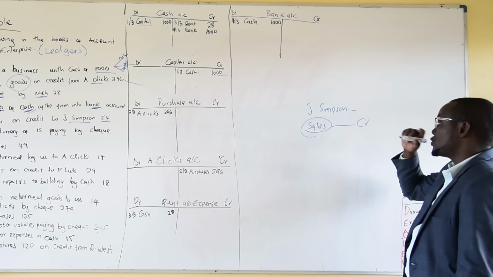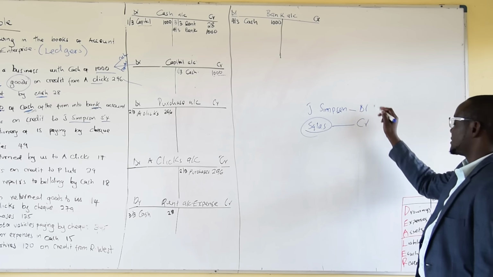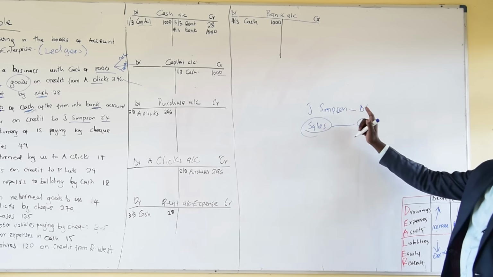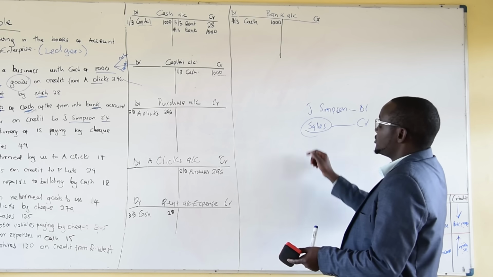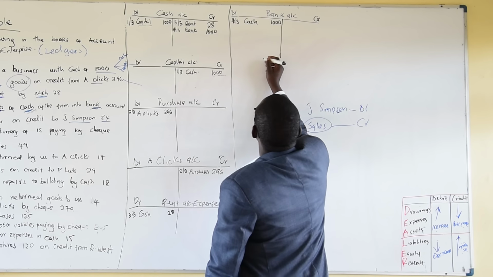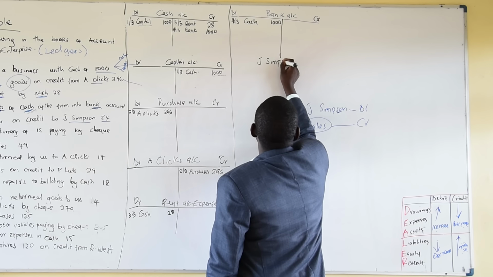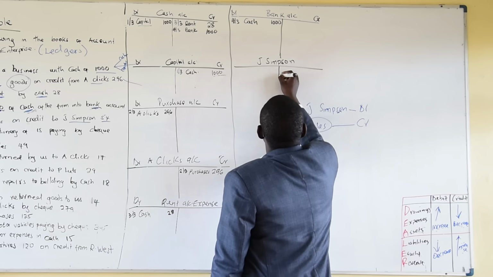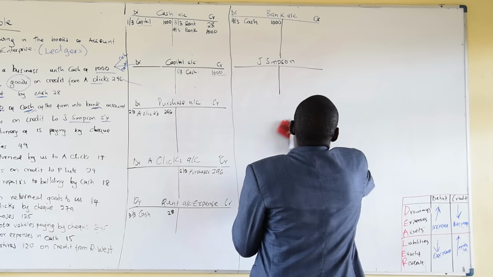Simpson will receive goods. In other words, Simpson will receive an asset. And increase in asset to Simpson is a debit. So we debit Simpson, we credit sales. We don't have a Simpson account and we don't have a sales account. So we open those two accounts. So I'll have J. Simpson. Then I'll also open the sales account.